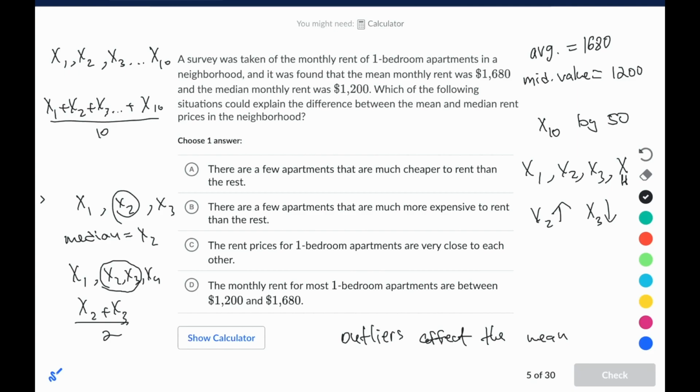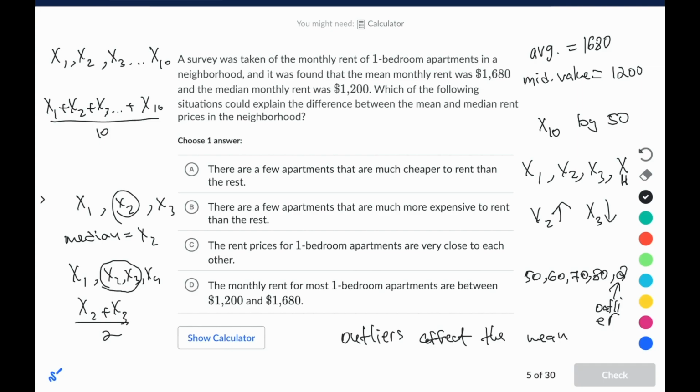Because let's say we have values like these: 50, 60, 70, 80, and then let's say 2. 2 is an outlier. And this will drastically affect the mean, since mean is the average. So A is not the case, because A would actually mean that the mean would be lower, but in our case, the mean is high, so A is out.